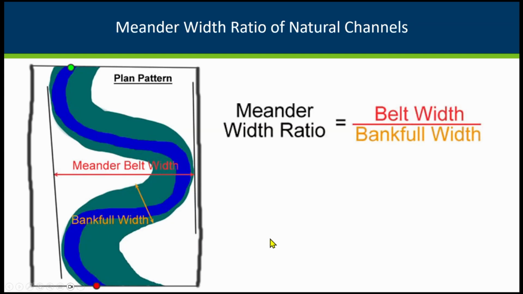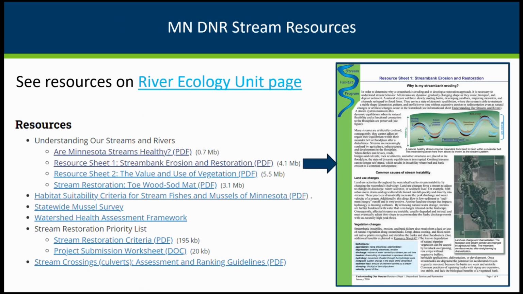And that's something in DNR, some of our folks in other units have been doing a lot of great research on, what we consider to be that meander belt area that we would need to have a more stable environment for where the river's going. And that river ecology unit has some nice resources. Here's a resource sheet with all kinds of links to information.